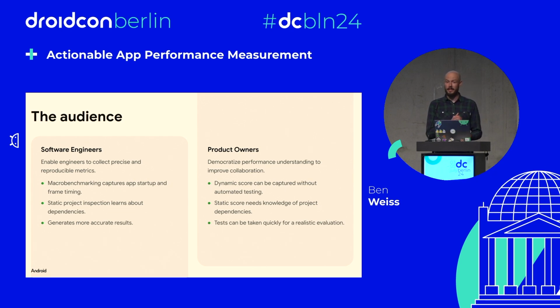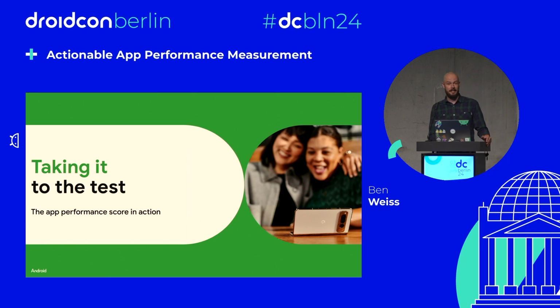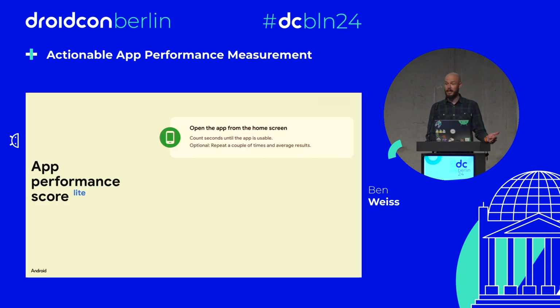So you can do the dynamic score without doing any testing. For the static score, you have to do some tooling and use those. And you can do those tests very quickly in a realistic way. For the sake of time, let's take the test. If you have your phone, I would like you to do a couple of things for the app that you want to test. This is where it becomes interactive. So yeah, you can take out your phone, you can look at your phone. I won't blame you, it's fine.